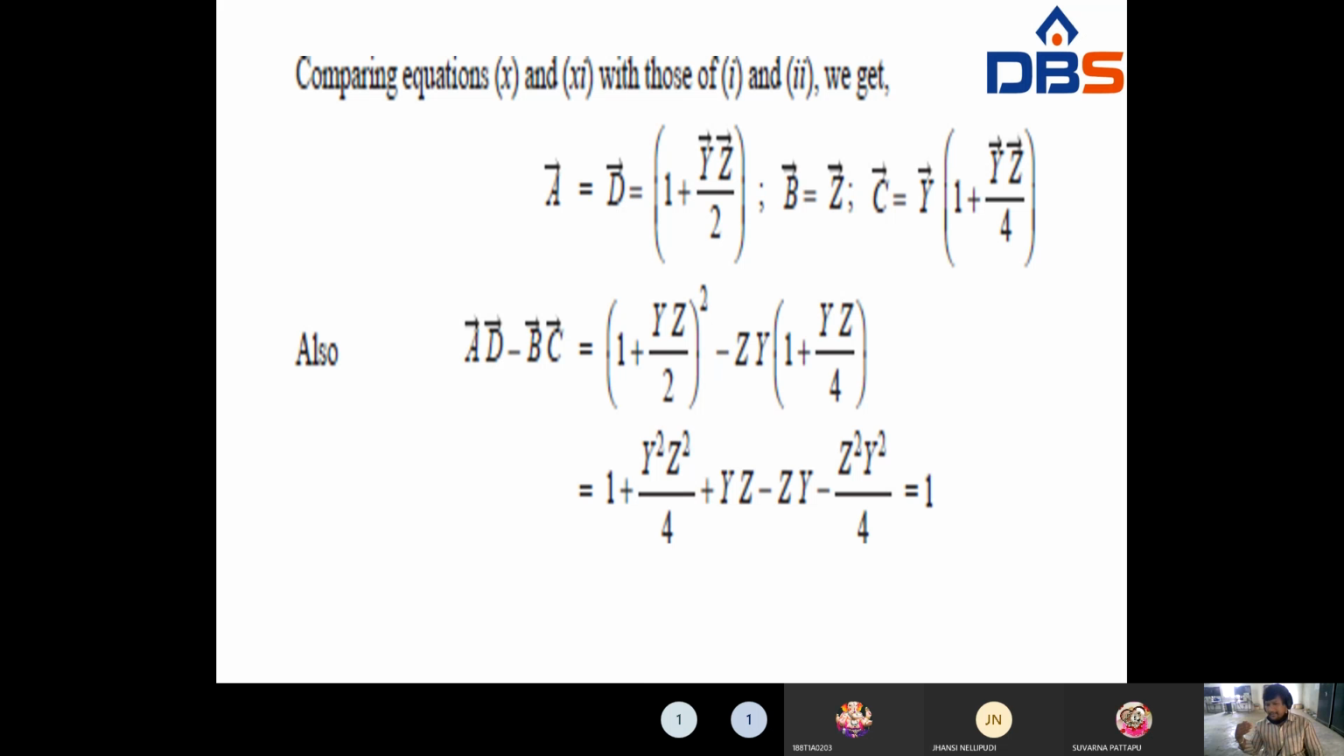If it is a medium transmission line T network or a medium transmission line pi network, A and D are the same. A equal to D equal to 1 plus YZ by 2.